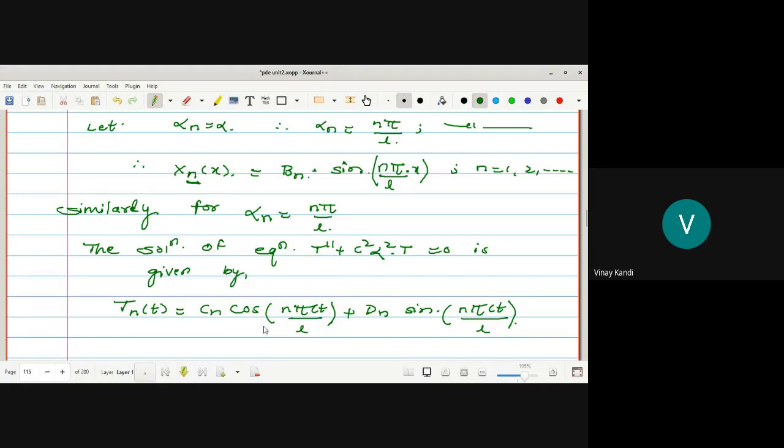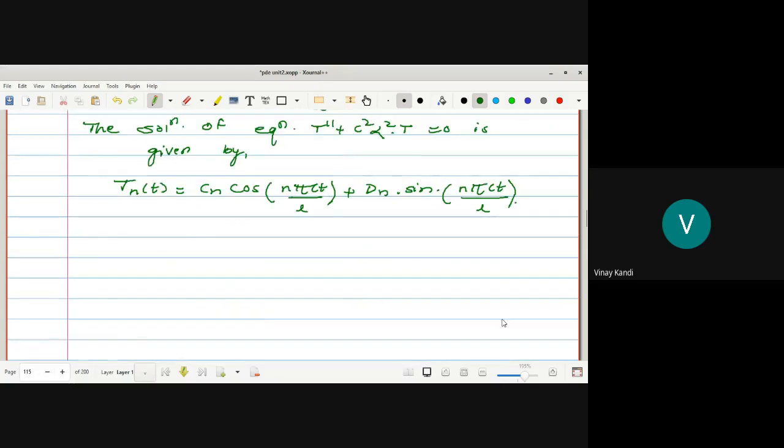Okay, if lambda is negative, so we get this one, T n of t is equal to C n cos n pi ct upon l plus D n into sin n pi ct upon l, where C n and D n are arbitrary constants.